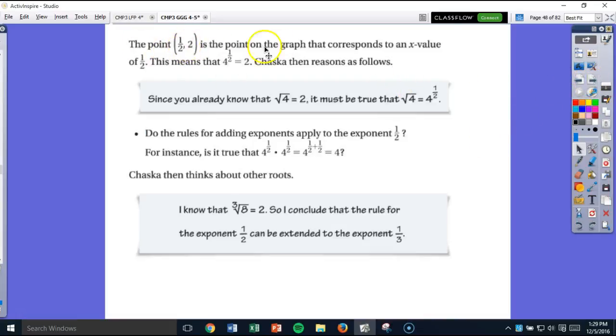So the point (1/2, 2) is a point on the graph that corresponds to that. This means that 4 to the 1/2 equals 2. Well, Chaska then reasons the following. Since you already know that the square root of 4 equals 2, it must also be true that the square root of 4 equals 4 to the 1/2 power. Notice square root, 1/2, those are considered being the same thing. So in the denominator, we have a 2, which is essentially the same as what's in our root down here. It's the second root, or the square root, that we are looking for.